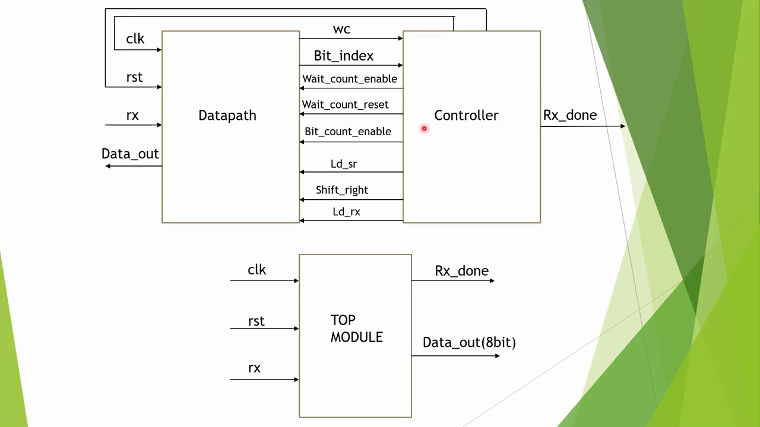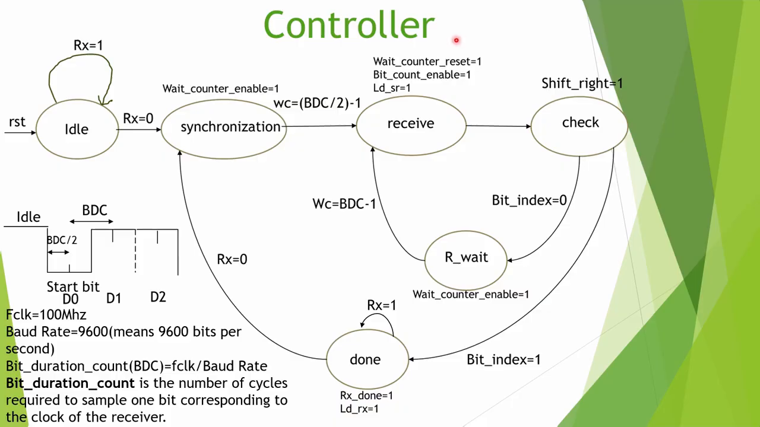From the controller, the wait count enable signal, wait count reset signal, bit count enable, load shift register, shift right of the shift register, and loading of the RX signals will be sent back to the data path, and all the 8 bits of data will be shown in the LEDs. And finally, the RX done signal is also high. This is the controller of the UART receiver.